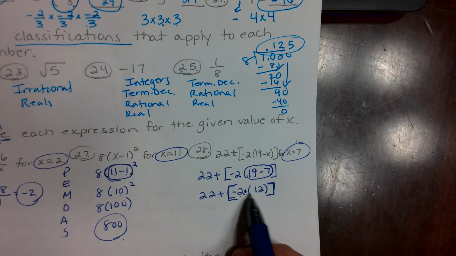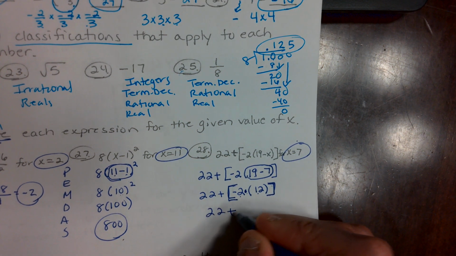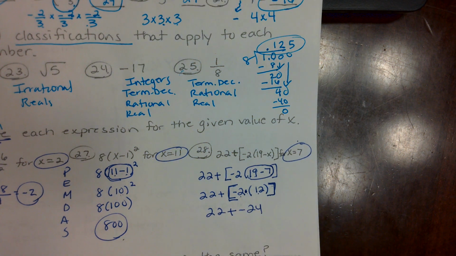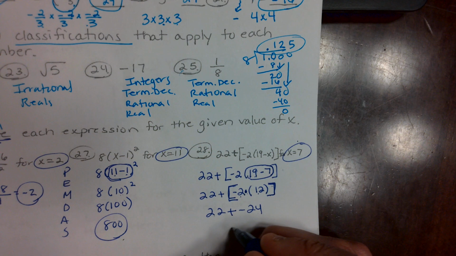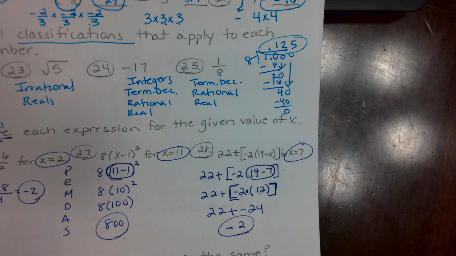Okay, so now I'm going to this bracket and working. So I've got -2 times 12, which is a -24. Now we got two numbers being added. One's positive, one's negative. And which team wins? These guys, the negatives, by how many? 2, because they have 2 more. All right.